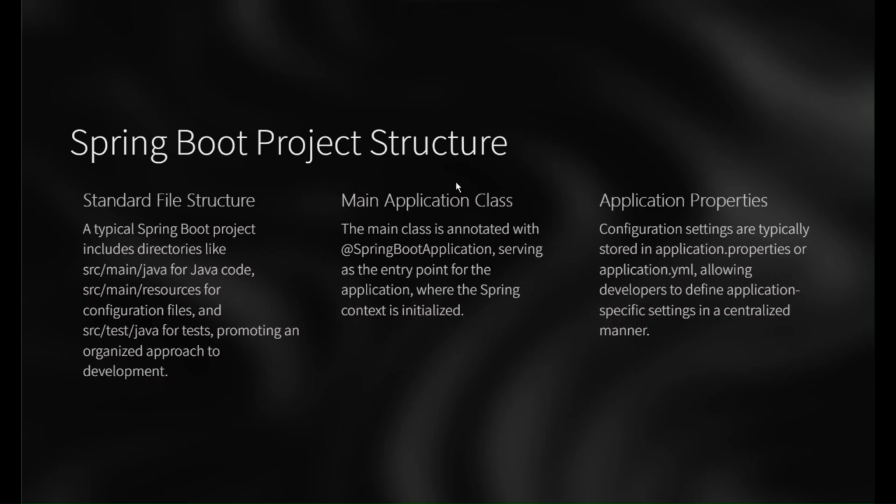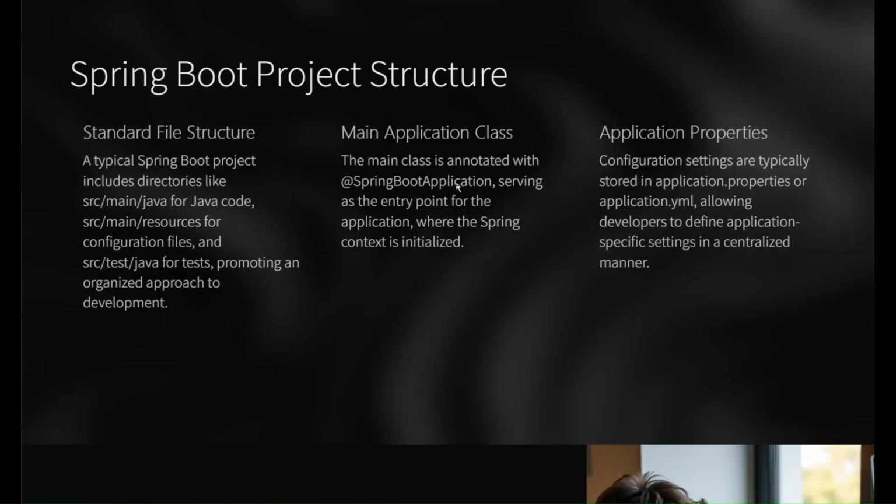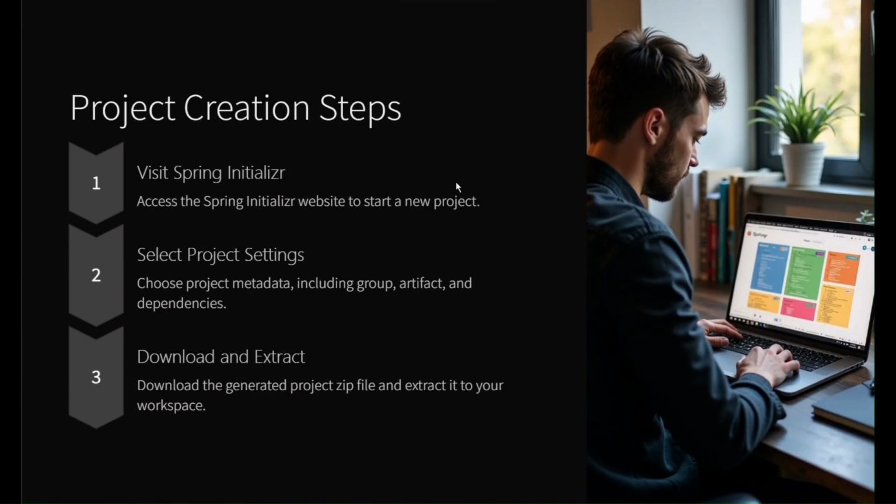Application properties. Application configuration is usually stored in application.properties or application.yml. These files allow developers to define database connections, server ports, logging levels, and environment-specific settings in one centralized location.